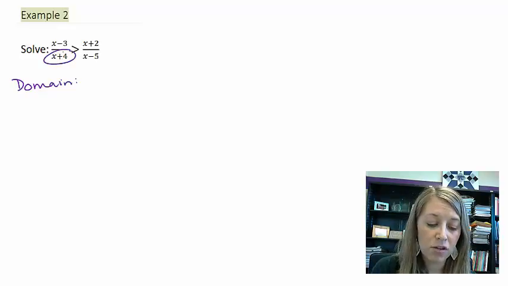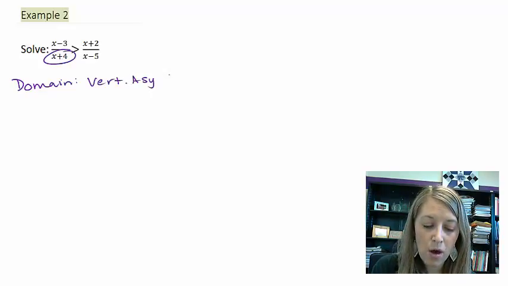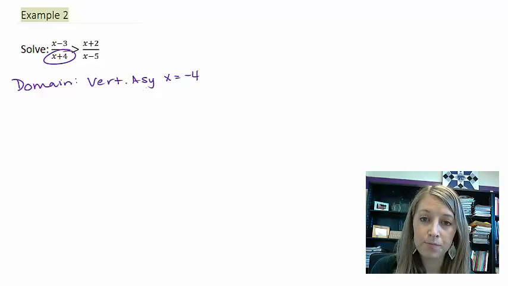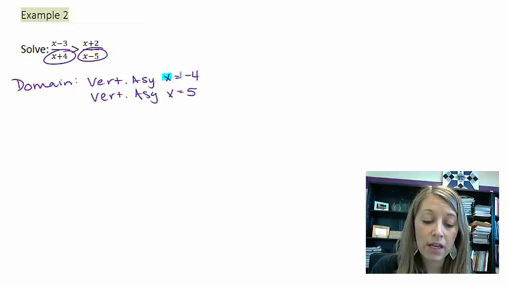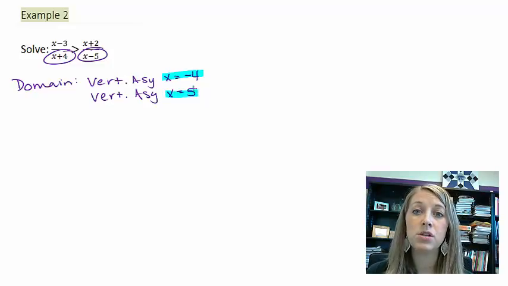So if I look at my first denominator, I know that I'm going to have a vertical asymptote when x is equal to -4. If I look at my second denominator, I also know that I have a vertical asymptote at x is equal to +5. So I need to recall these because these need to go on my number line because my graph can switch between above and below my x-axis there.